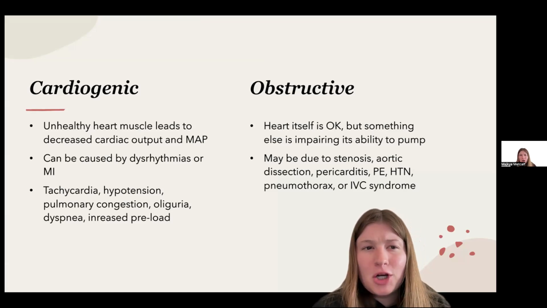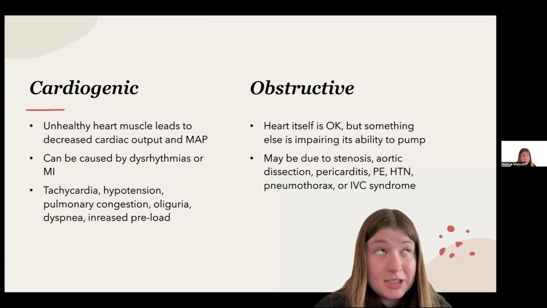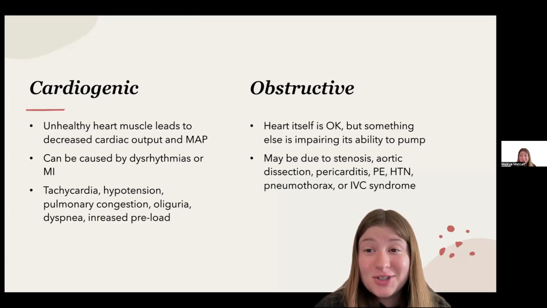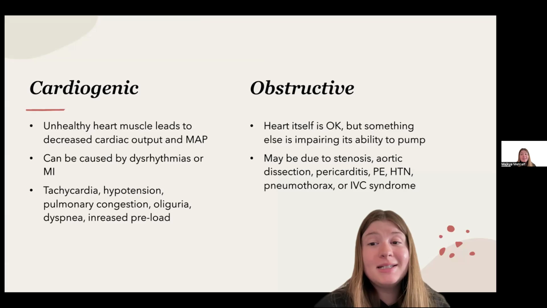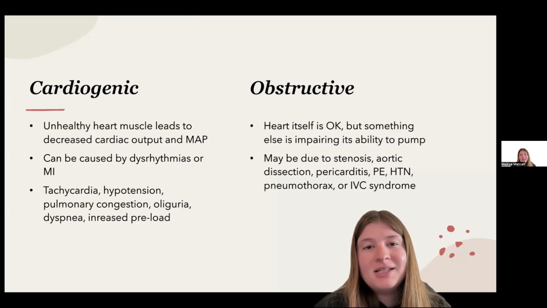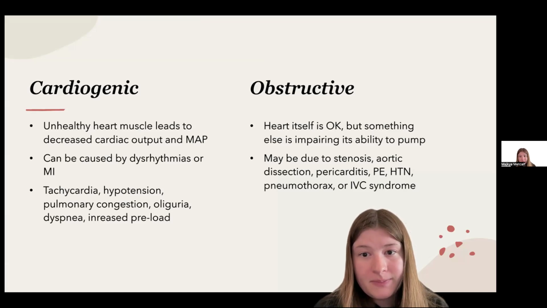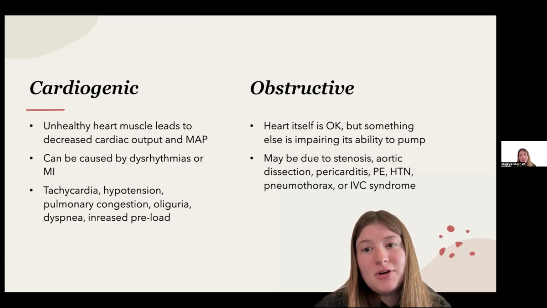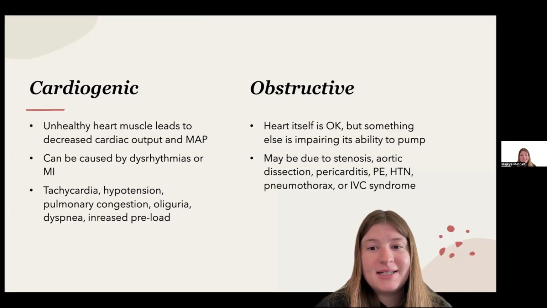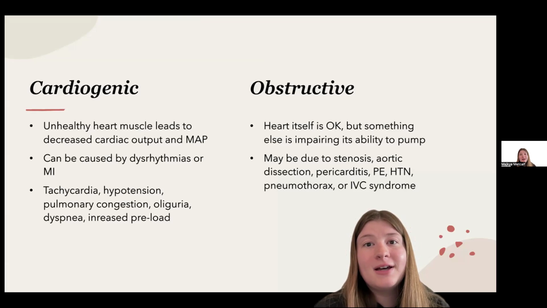Kind of the opposite of cardiogenic shock is going to be obstructive shock. In obstructive shock, the heart itself is okay, but something else is going on in the body that's making it fail at its ability to pump. So this could be due to stenosis, there could be aortic dissection, pericarditis, pulmonary embolisms, hypertension, the patient could have a pneumothorax, or we might see inferior vena cava syndrome.